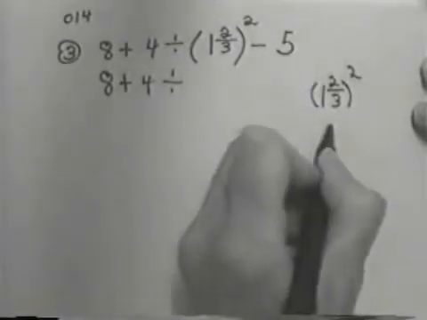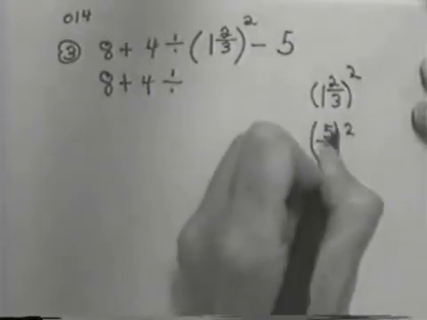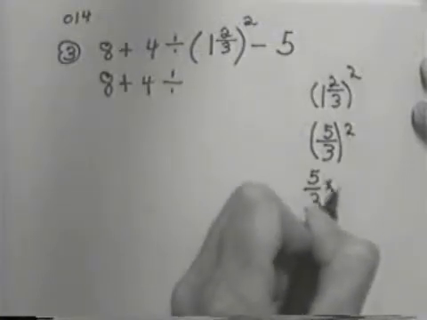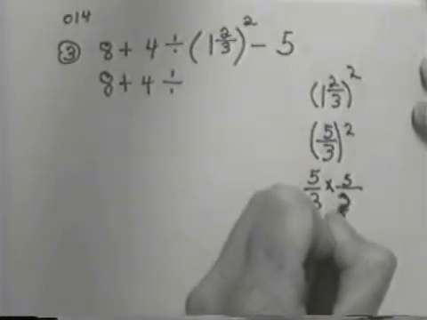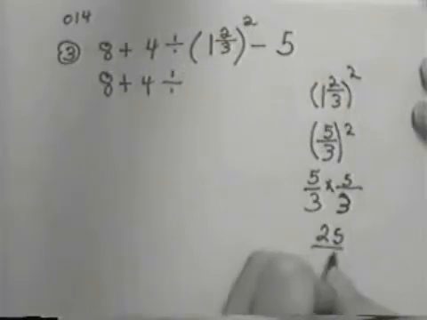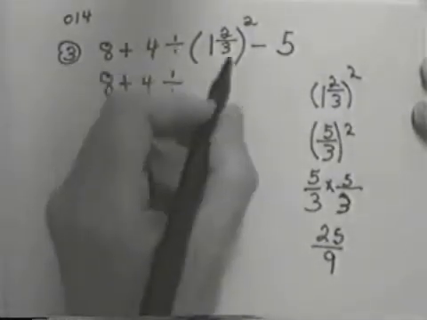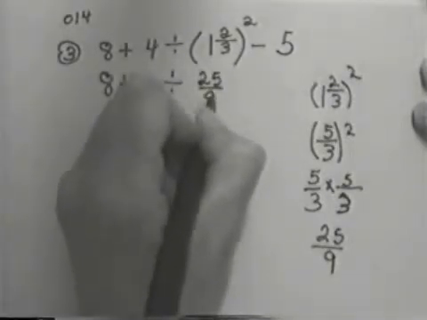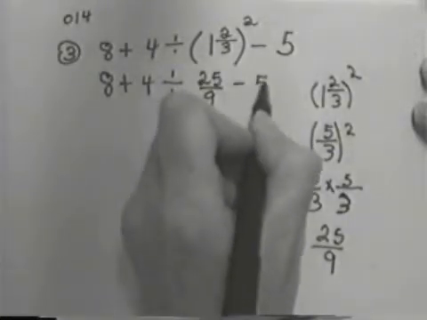Okay, to do that, I'm going to need to make it 5/3 and do 5/3 squared. So it means I'm going to have 5/3 twice. I'm going to multiply 5/3 by 5/3. And I'm going to come up with 25/9. So that's what my 1 2/3 squared would be. So I'd come back over here and write down my 25/9. That replaces my 1 2/3 squared, and then I'll write my minus 5.